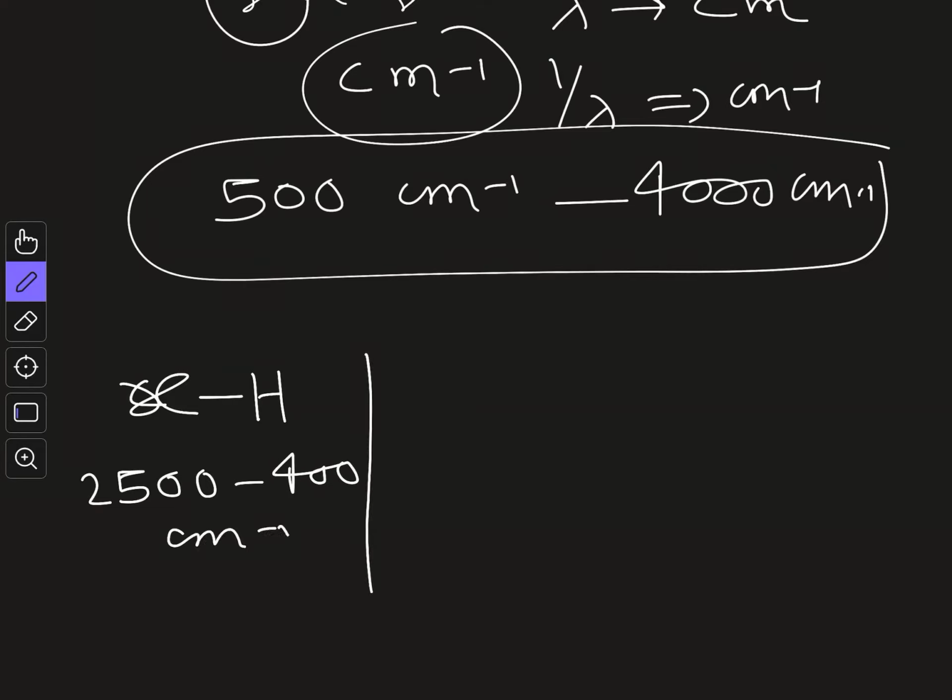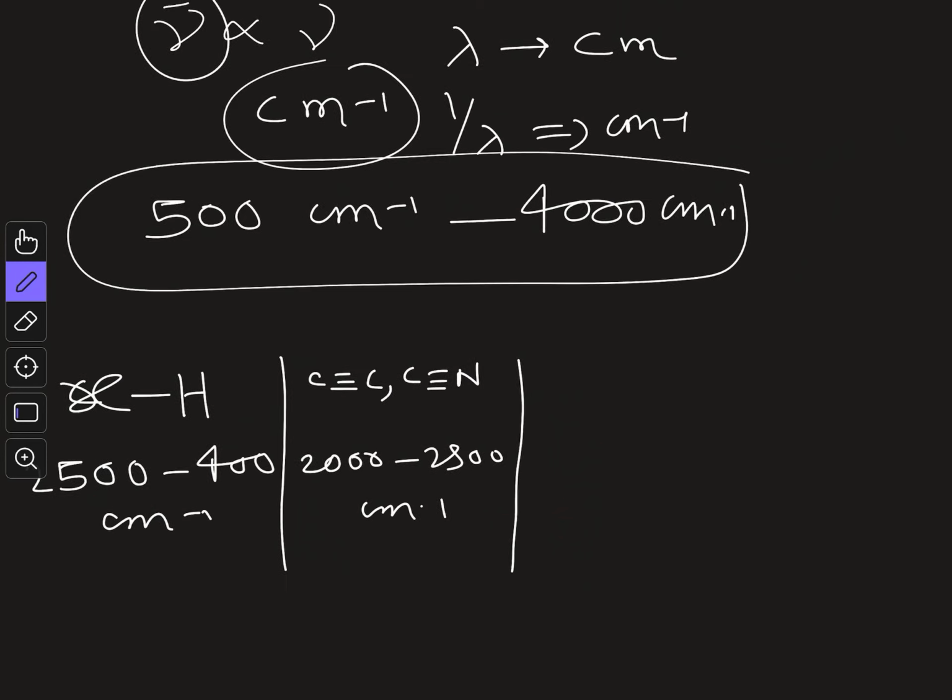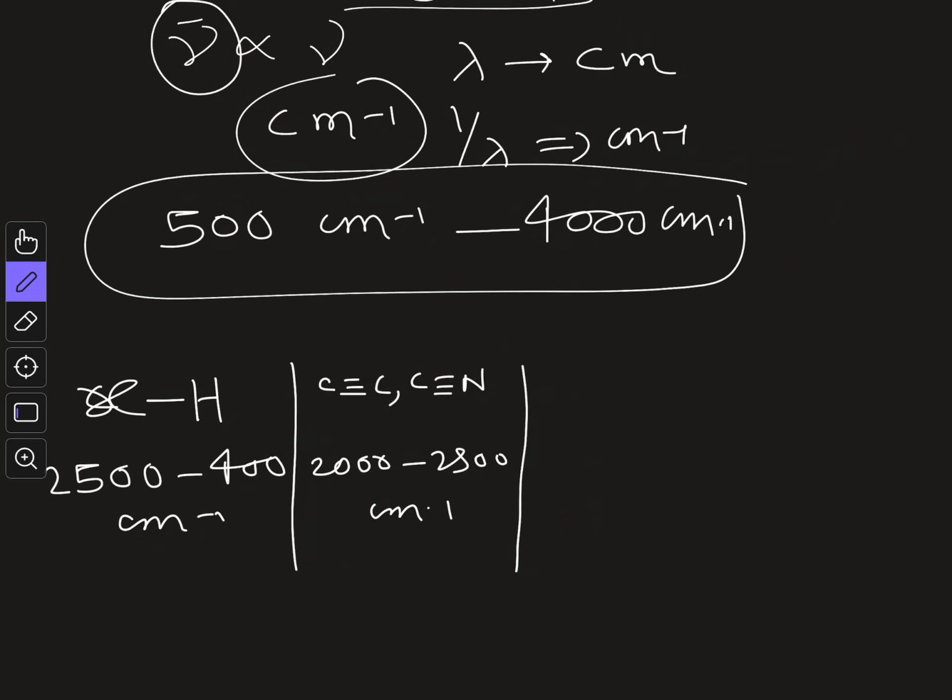The second region is the triple bond region, that is C≡C and also C≡N triple bonds, and it is from 2000 to 2500 cm⁻¹. This is the second region. The third region is the double bond region, that is C=O, C=C and all other double bonds, and it is from 1500 to 1900 cm⁻¹.